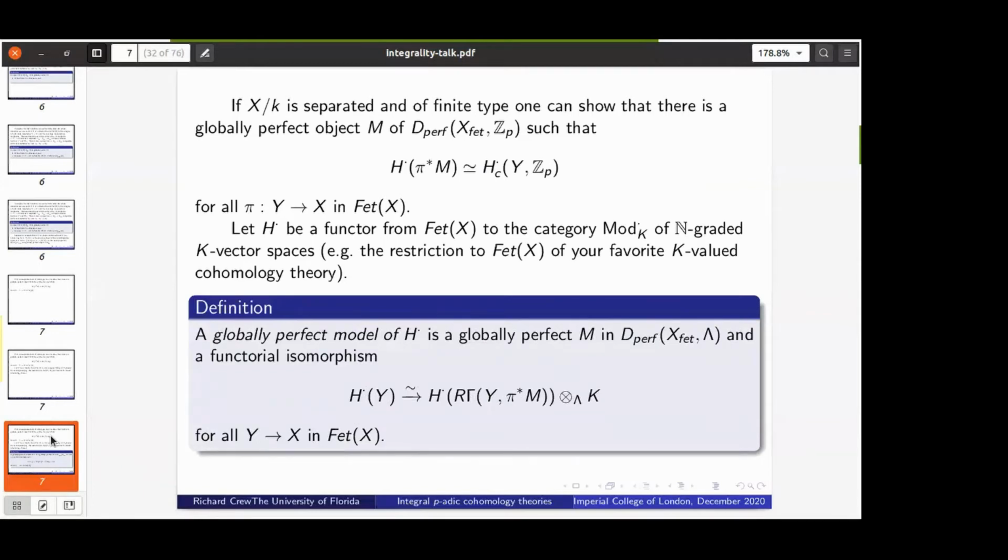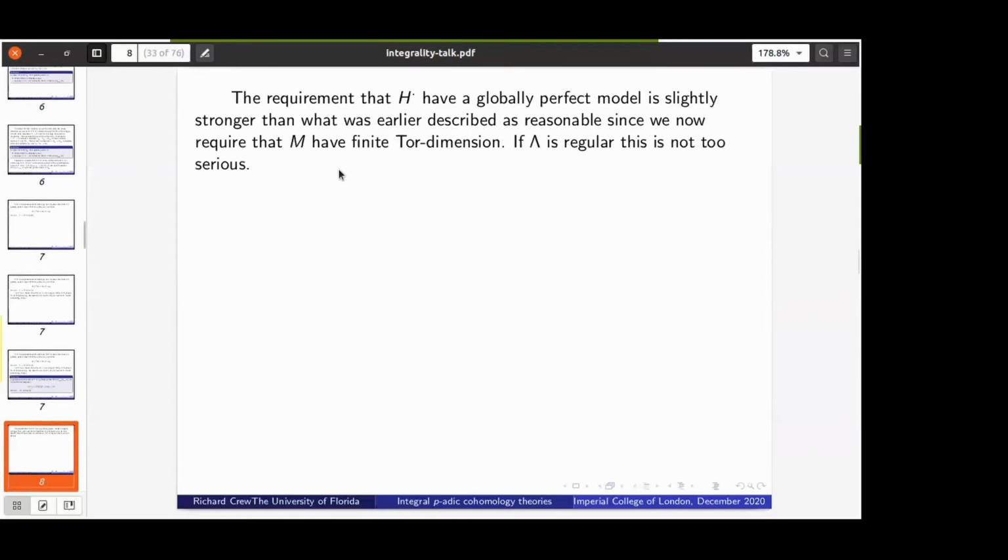So it's a fairly strong kind of finiteness, but you know, the finite étale topos is a very coarse kind of thing. So it's reasonably general here. The requirement that H have a globally perfect model is slightly stronger than what I earlier described as reasonable, since I'm now requiring that M have finite Tor dimension. However, if lambda is regular, this is not a serious issue.